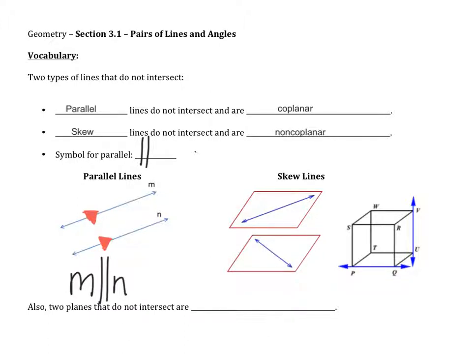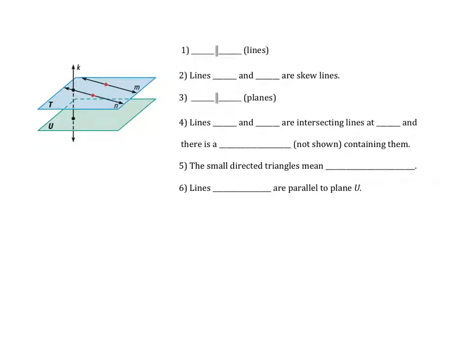Also included in this section is when two planes don't intersect. If two planes don't intersect, they are called parallel planes. So just like parallel lines are two lines that don't intersect, parallel planes are two planes that don't intersect. So to put all this together, I've given you a diagram and we're going to answer these questions 1 through 6 according to the diagram here on the left.